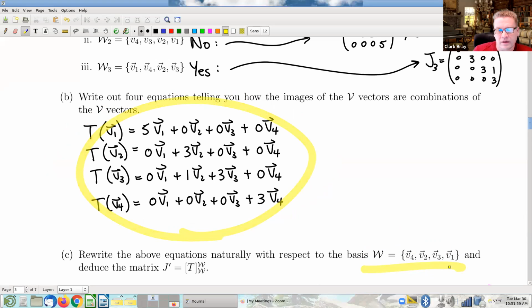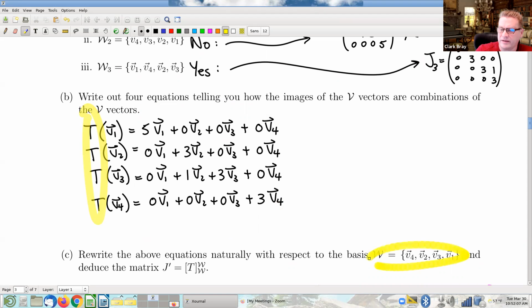In other words, I want to reinterpret this linear transformation with respect to that basis, right? And that's what allows me to deduce this matrix. Same transformation with respect to this other basis now.